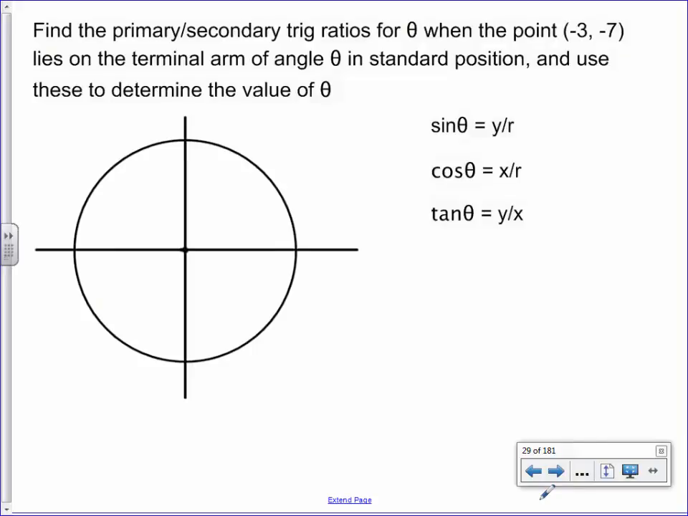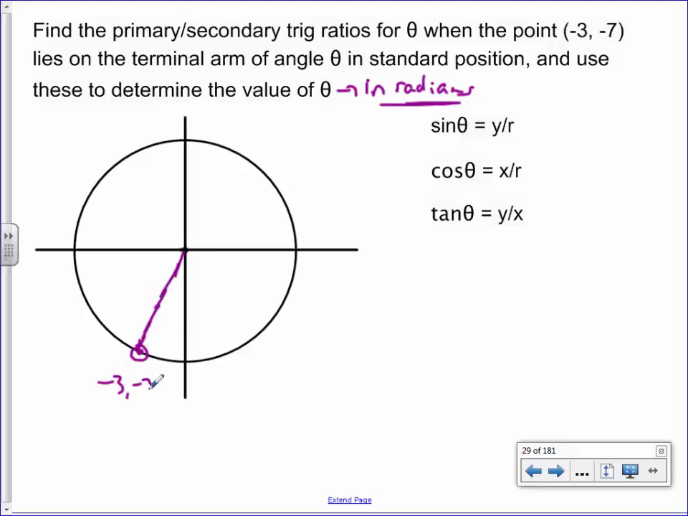So we're going to try to find all the primary and secondary ratios based on the point -3, -7. And then we're going to try to determine the value of theta. But I'm going to put a little note here. We're going to do it in radians. That's going to be our new twist. So where does -3, -7 go? Probably right about here, I'd say.